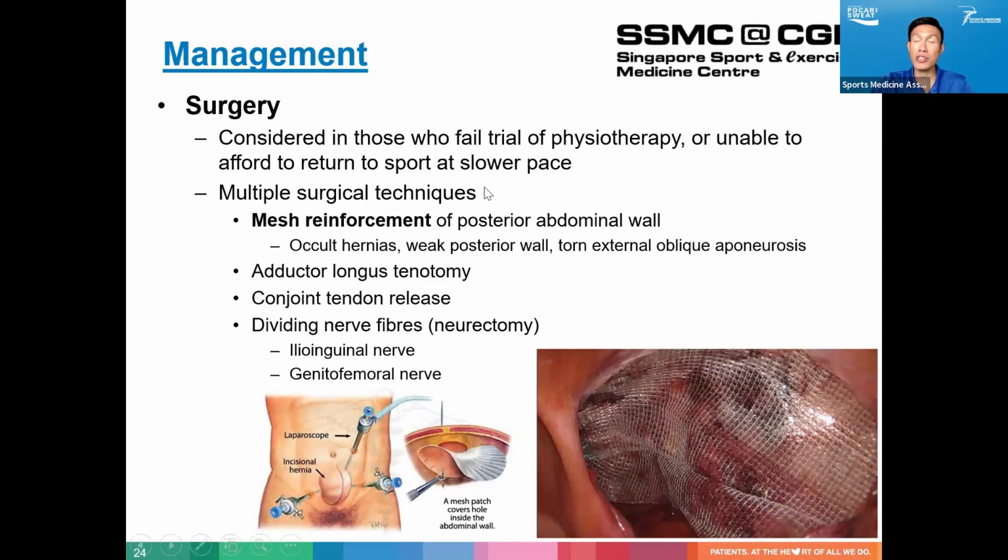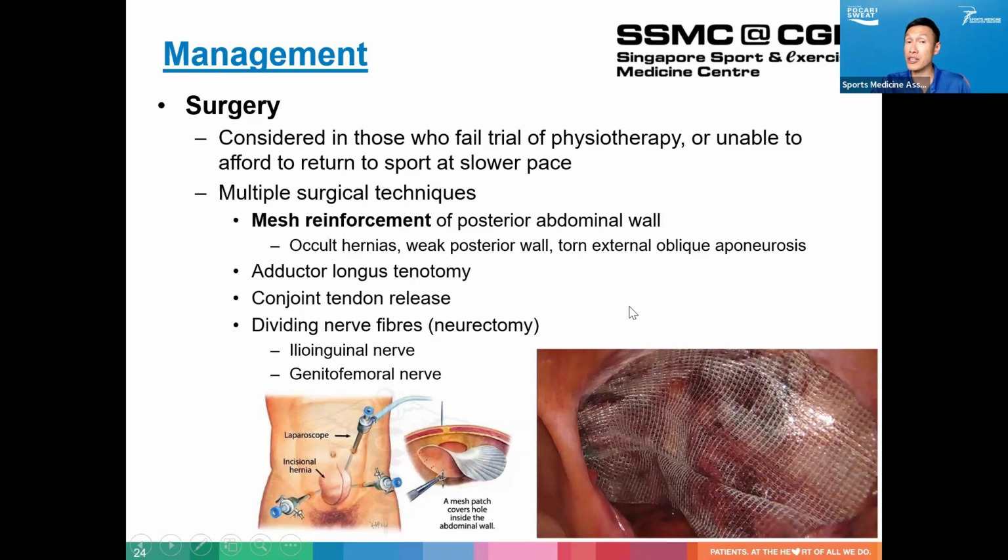So there have been multiple surgical techniques described, and for which our next speaker, Dr. Fu, will elaborate on. But what we understand from literature is that there's currently no one most recommended surgery for sportsman hernia. Many surgeons describe mesh reinforcement, right? That means basically putting in a mesh, very much like inguinal hernia kind of surgery over that region to help to reinforce the posterior abdominal wall, right?